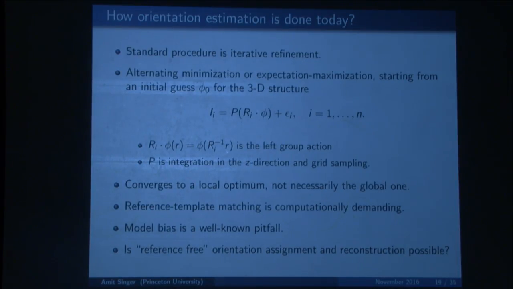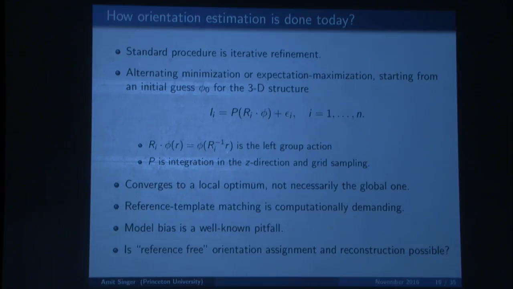So if they don't use Kam theory, then what do they use? Okay, they don't wait for us to solve the problems. What they do is a very simple, standard, iterative procedure, where they first guess what the structure of the molecule should be like, and they call this guess phi naught.